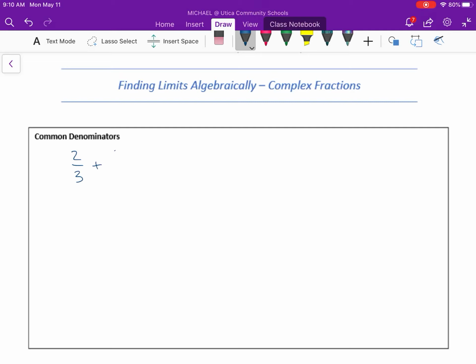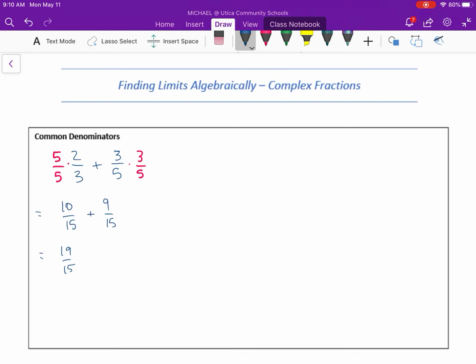So a really basic example, 2/3 plus 3/5. If I need to add these, I need to have common denominators. So basically what I'm going to do is this side has a 3, this side has a 5 in the denominator. So I'm going to multiply by the opposite of each of those on top and bottom. So when I multiply fractions, I multiply across. So this would be the same thing as 10/15 plus 9/15, which would give me a total of 19/15.